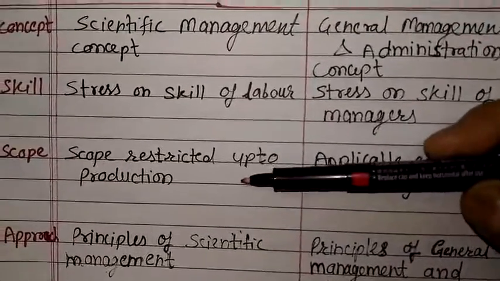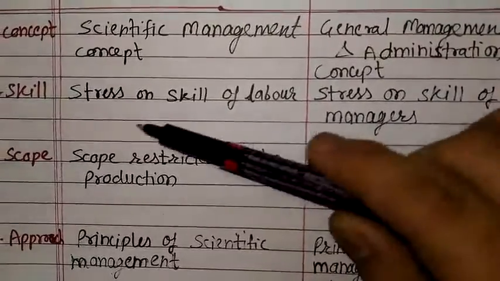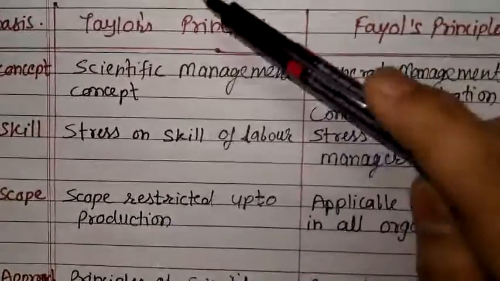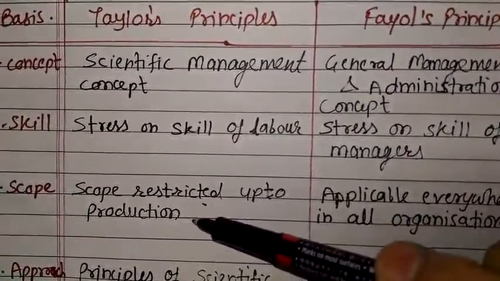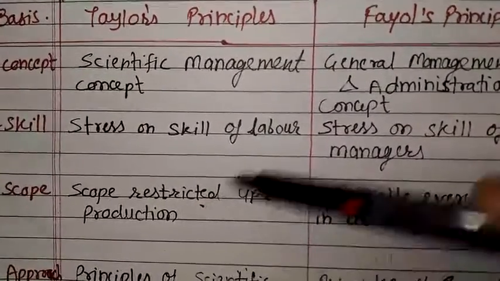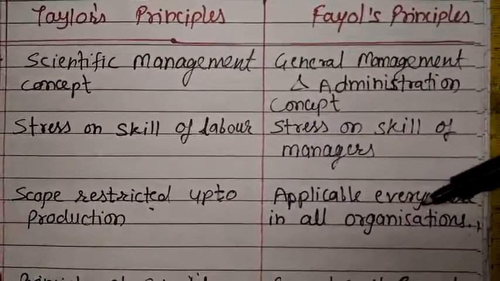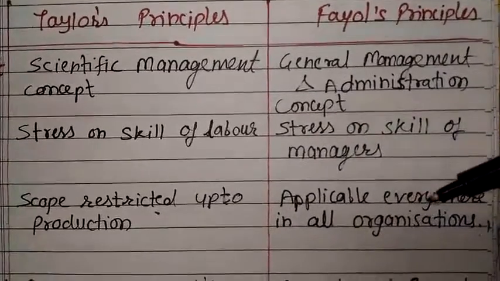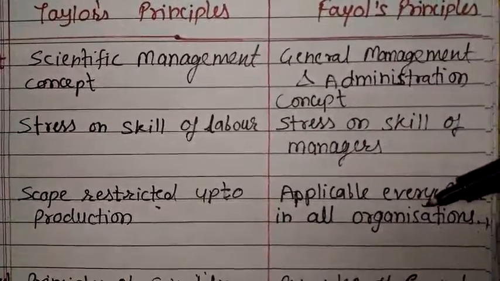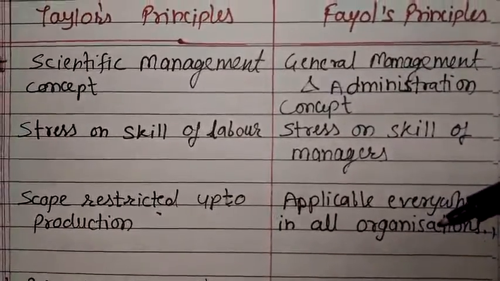The scope of Taylor's principles is restricted to production activity, meaning these principles are generally applicable in factory work and production work, where the production activities are performed. But Fayol's principles are applicable everywhere, in all types of organization, whether production activities are done, purchase, sales, quality control, or whatever work is done.